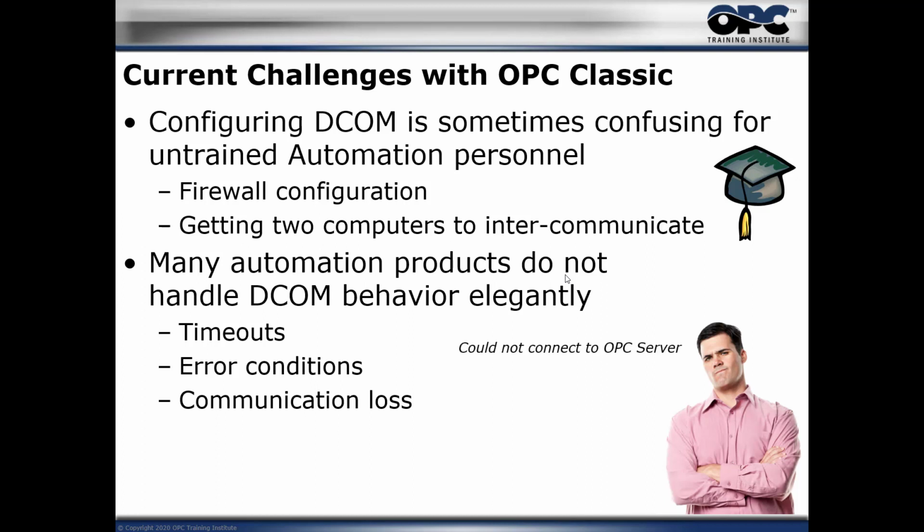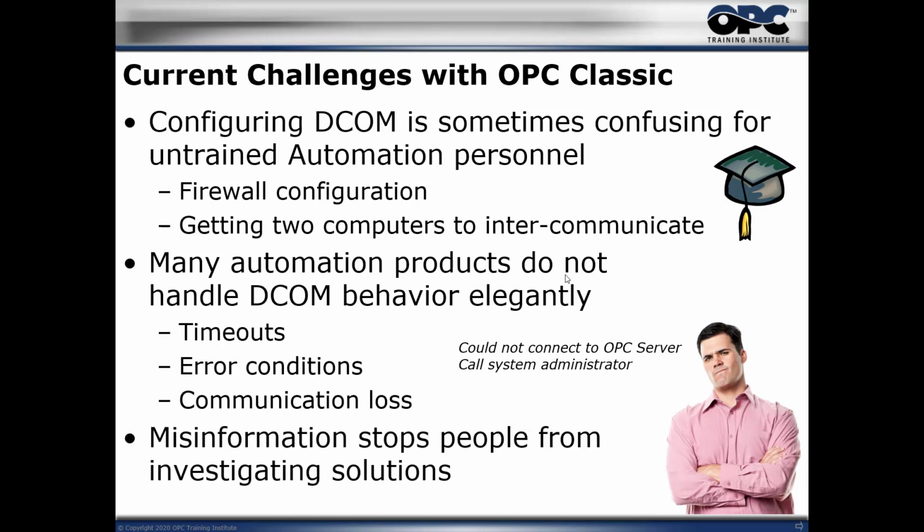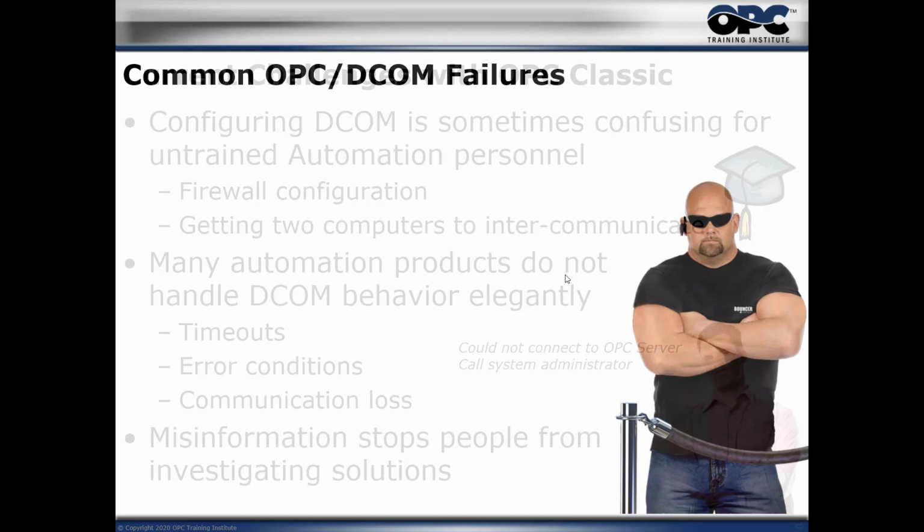Error conditions, communication loss, they show errors that are perhaps misleading or unhelpful. Like, for example, could not connect to OPC server. Call the system administrator. Well, thank you very much. I am the system administrator and I don't know what to do. So unless you give me good error messages, I really have no clue what to do. And there's a lot of misinformation out there that just stops people from looking for better solutions. So these are the main problems with DCOM.